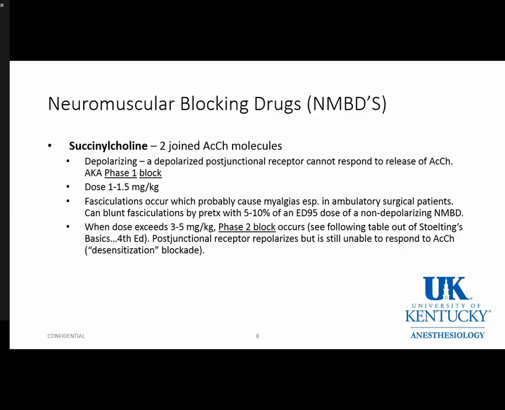When the dose of succinylcholine is much higher, 2 to 3 times its usual induction dose, a phase 2 block can occur. This is a block in which a different type of conformational change occurs in the drug-receptor interaction, such that the receptor goes into a more prolonged paralyzed state. It's oftentimes referred to as a desensitization blockade. So this postjunctional receptor can repolarize, but it's unable to respond to further acetylcholine. These blocks most typically mimic non-depolarizing blocks in their characteristics.